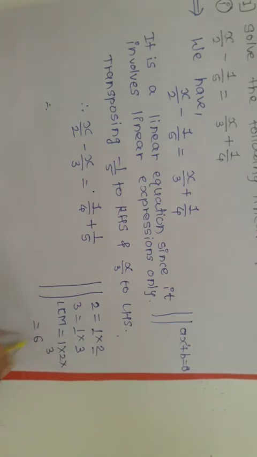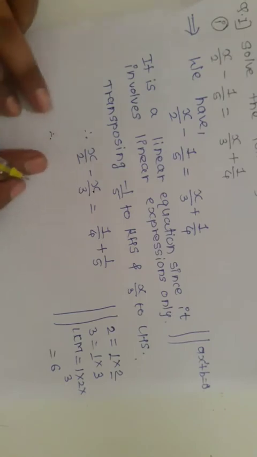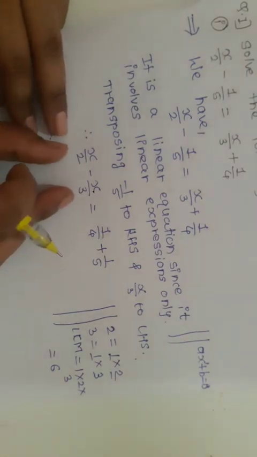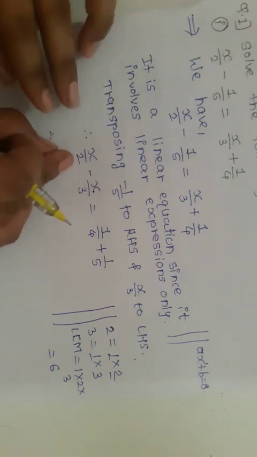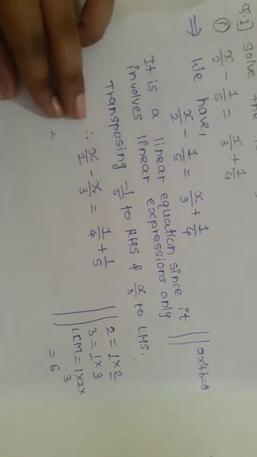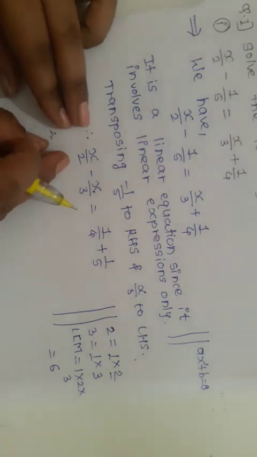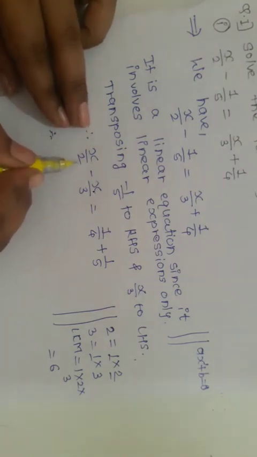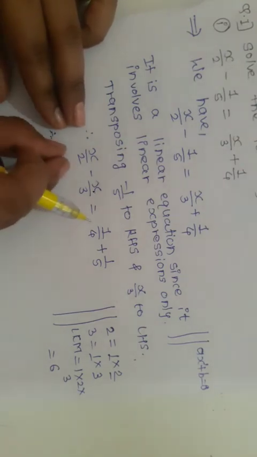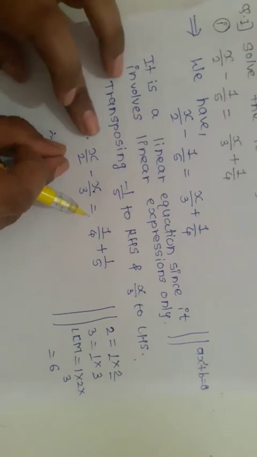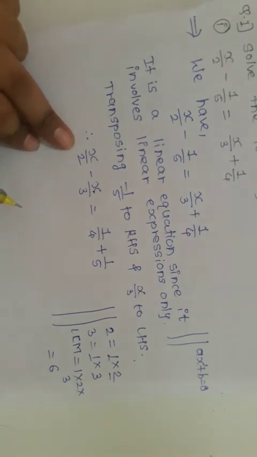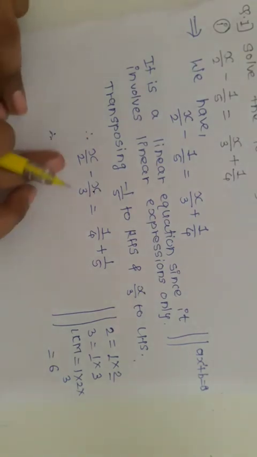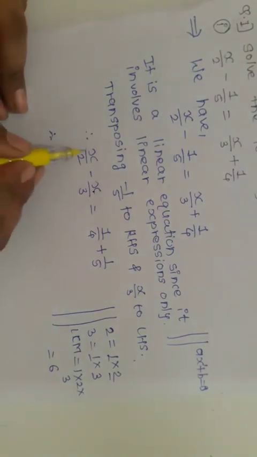So LCM is what? 6 here. So here the LCM of these two numbers is 6. This denominator is not 6, so how can we make it 6? We have to multiply this denominator by 3, and not only the denominator, we have to multiply the numerator also by 3. Why? Because if we multiply only the denominator, then the equation becomes unbalanced. So we have to multiply the numerator as well as the denominator by 3.